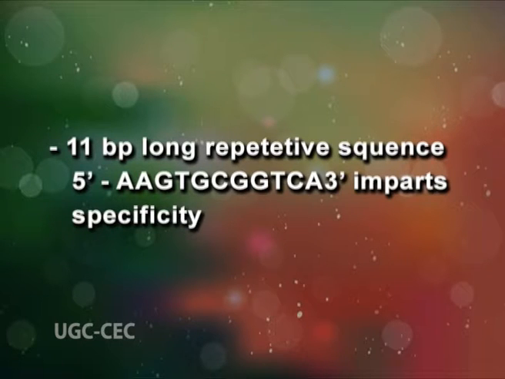The specificity of Haemophilus influenzae transformation is due to a special 11 base pair sequence that is repeated about 600 times in its genomic DNA. The incoming strand of DNA must contain this sequence to be bound by the competent cell.